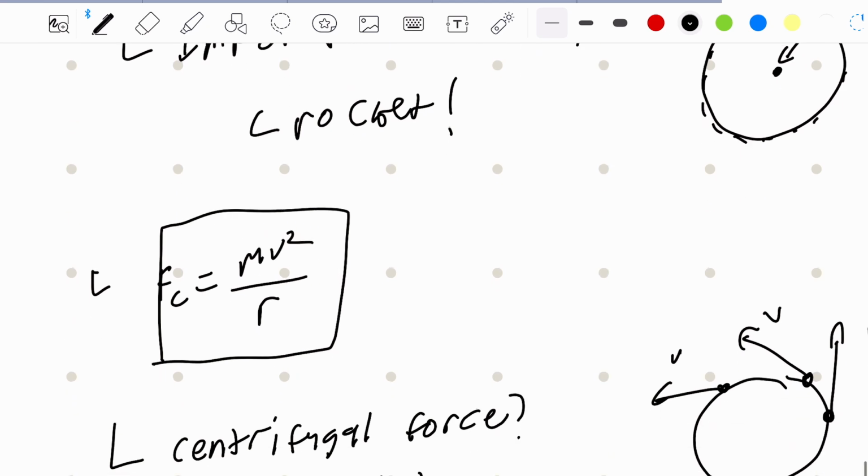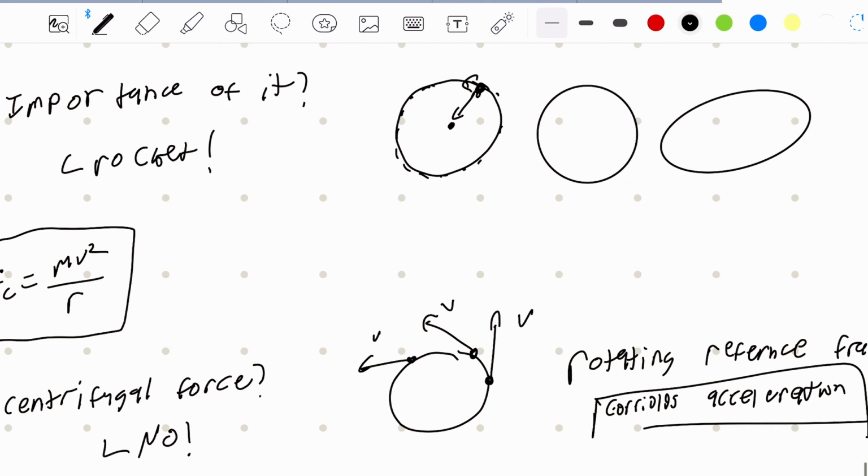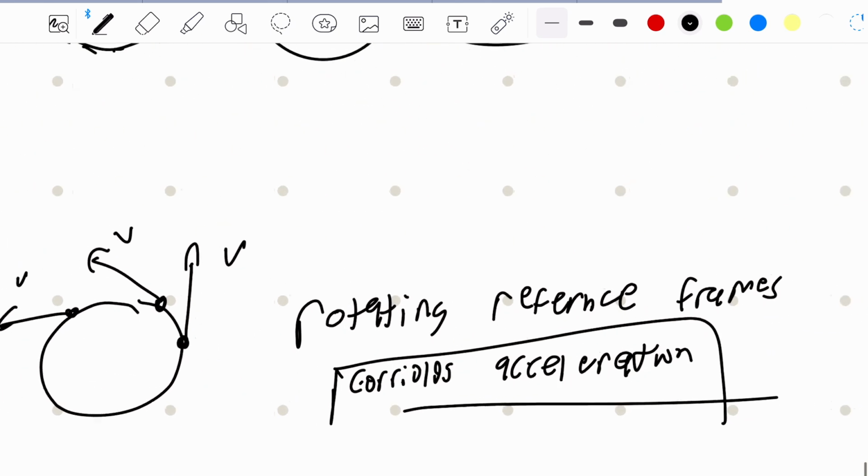But let's talk about a common misconception, which is something called the centrifugal force, which is a fictitious force. It doesn't actually exist in the inertial reference frame. It's a force experienced in a topic involving Coriolis acceleration and rotating reference frames.